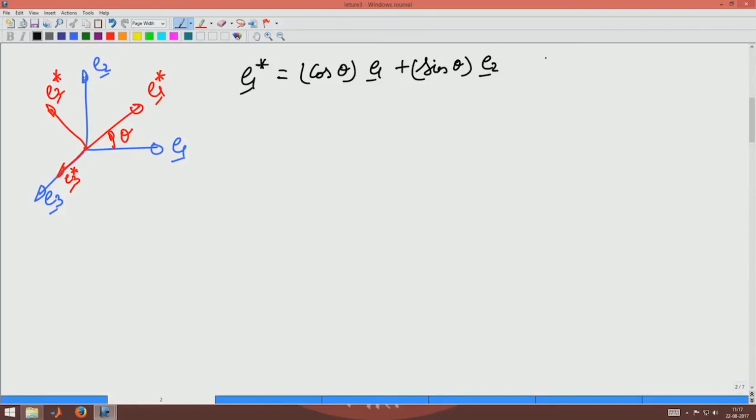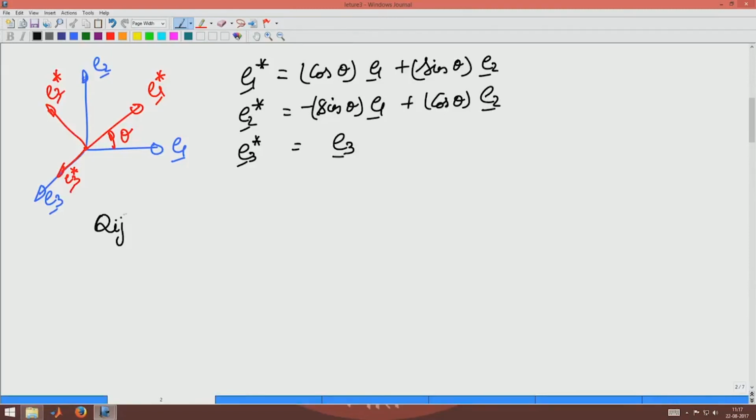Again E1 star, E2 star, E3 star are of length unity and hence you can write this as this. Similarly, E2 star would be minus sin theta E1 plus cos theta E2 and E3 star will be same as E3. Okay. Now, let us find this matrix Qij, which was EI dotted with EJ star.